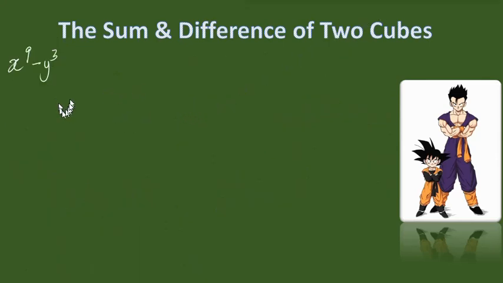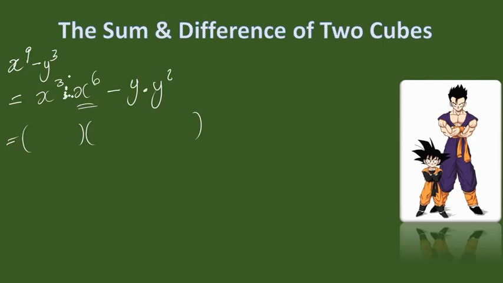So here we have the following. It's still difference of two cubes, just that this one wants to be sneaky here. So we're going to say this is the same as x raised to 3 multiplied by x raised to 6, because this one still needs to be an even number exponent, right? And then minus, here I have y raised to 3. This is the same as y multiplied by y squared. Open two brackets. Once you do a lot of these, guys, you'll no longer suffer.